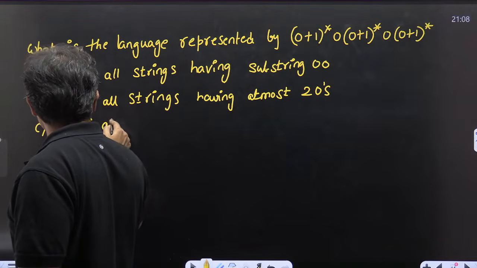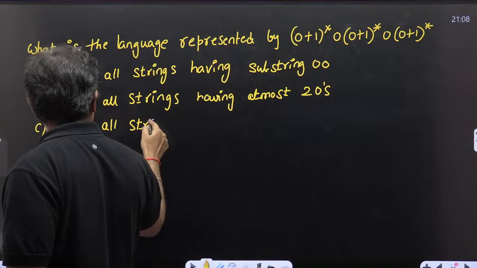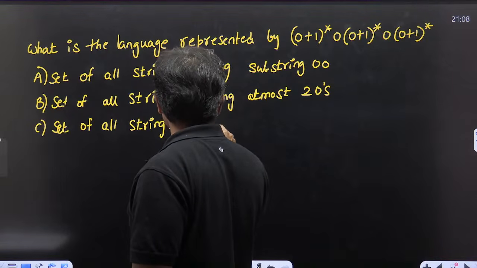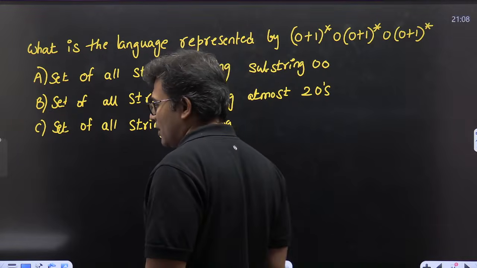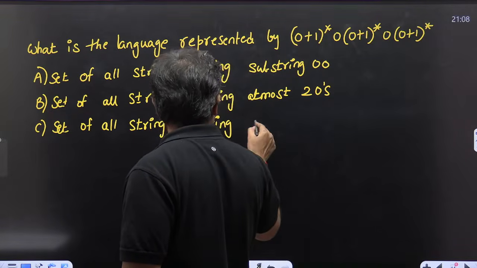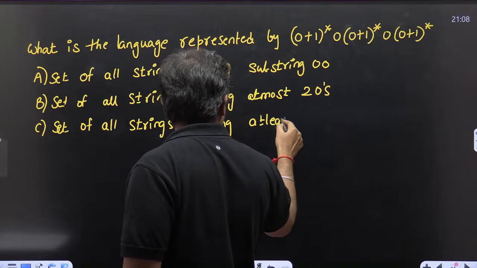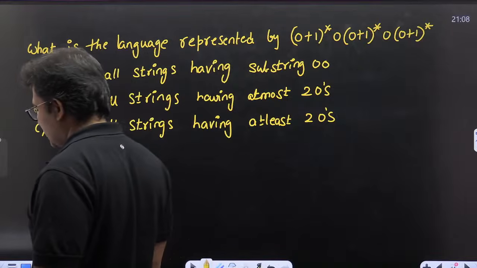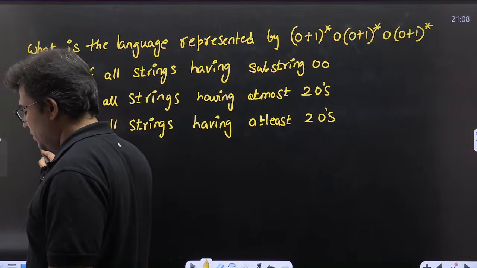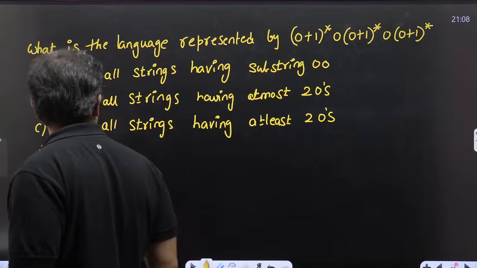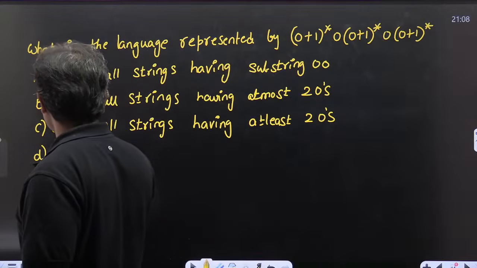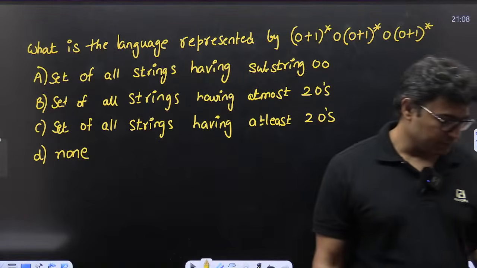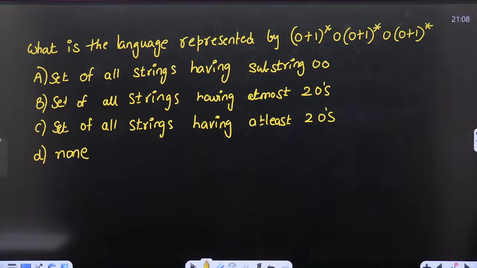C: set of all strings having at least 2 zeros. D: none. Answer this.